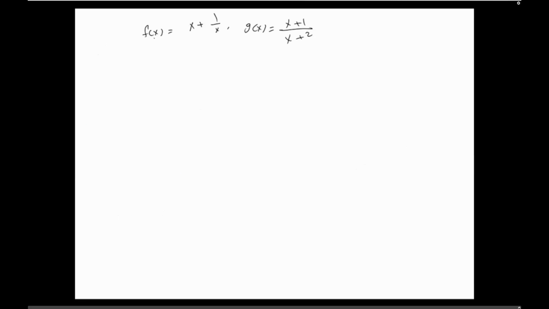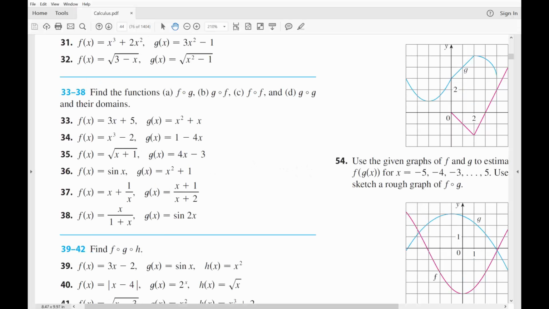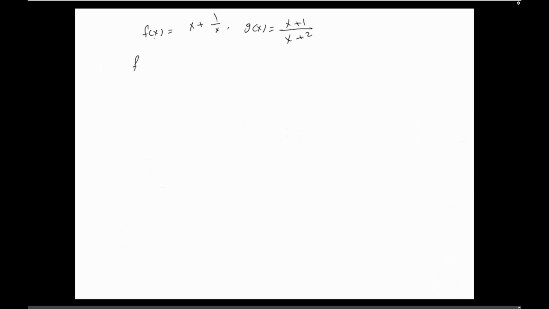So let's find the first requirement, f of g. So let's find f of g of x. What we're gonna do is, instead of writing the regular x's for the f of x, we're gonna substitute them with this value, which is g of x. So instead of writing this x, we're gonna write x plus 1 over x plus 2, and then this is our plus sign, the same plus, and then the 1 is the same, but instead of writing x, we're also gonna write x plus 1 over x plus 2.